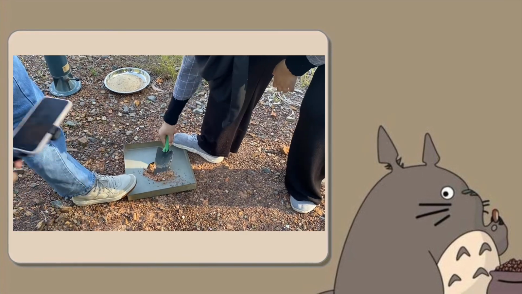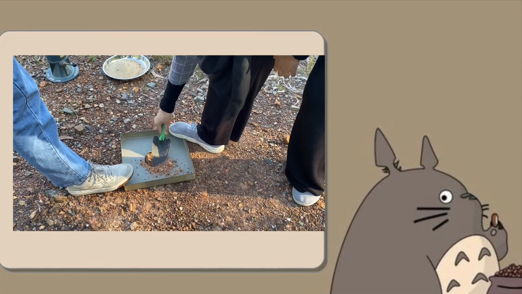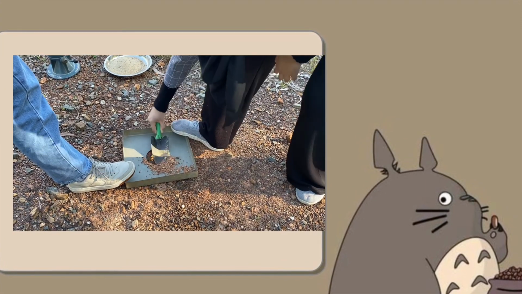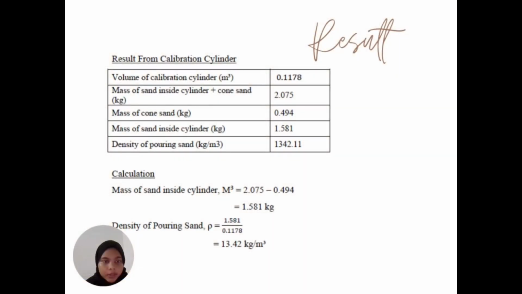Expose an area about 550 mm square on the surface of the soil mass. Place the metal tray on the level surface. Excavate the soil through the central hole. The result is as shown in this table. The volume of calibration cylinder is 0.1178 meter cubed, and then the mass of sand inside cylinder plus cone sand in kg is also calculated, which is 2.075. This is obtained from the experiment.